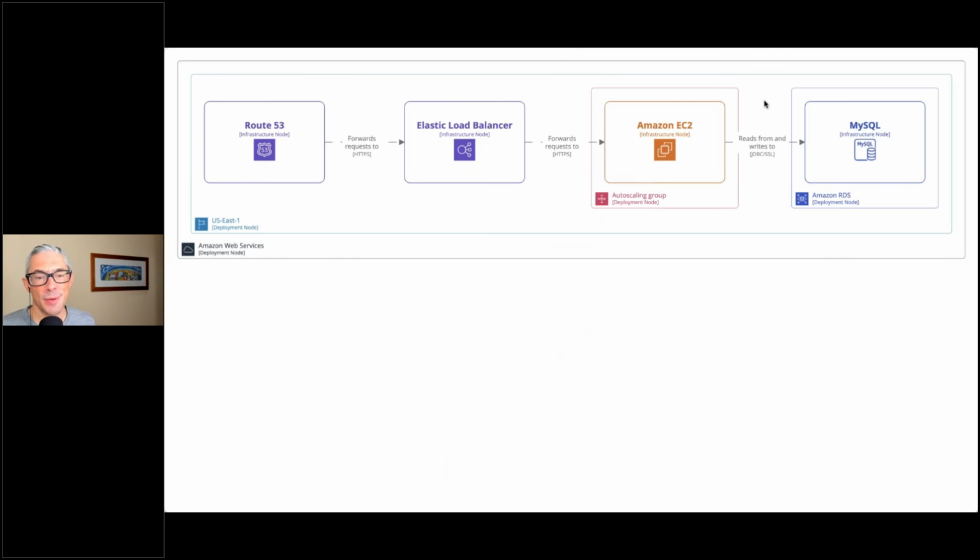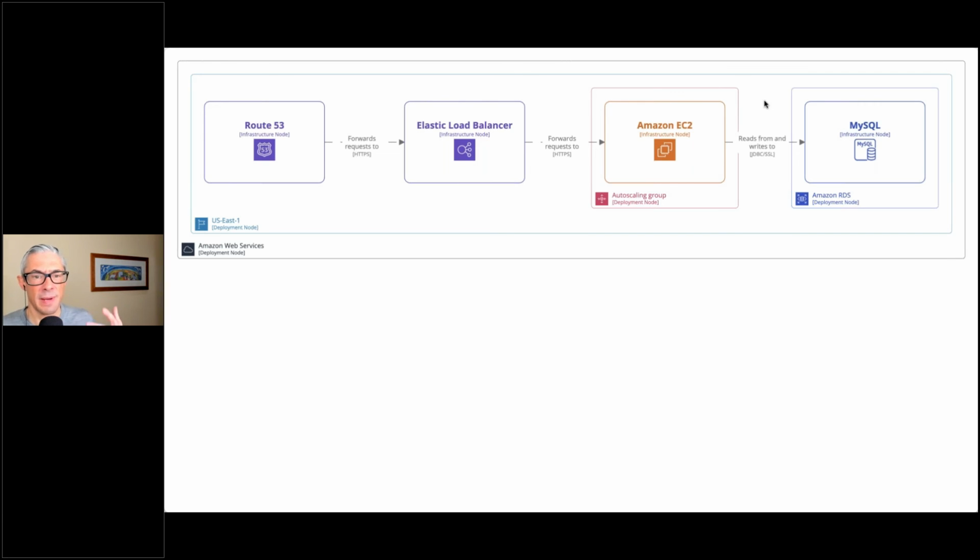The reason I bring icons up, of course, is, as I said, it's the AWS side of things. I see lots of people drawing diagrams like this. So this is describing something running in Amazon Web Services in US East 1, Route 53, Elastic Load Balancer, EC2 running in an auto scaling group, and RDS with MySQL.